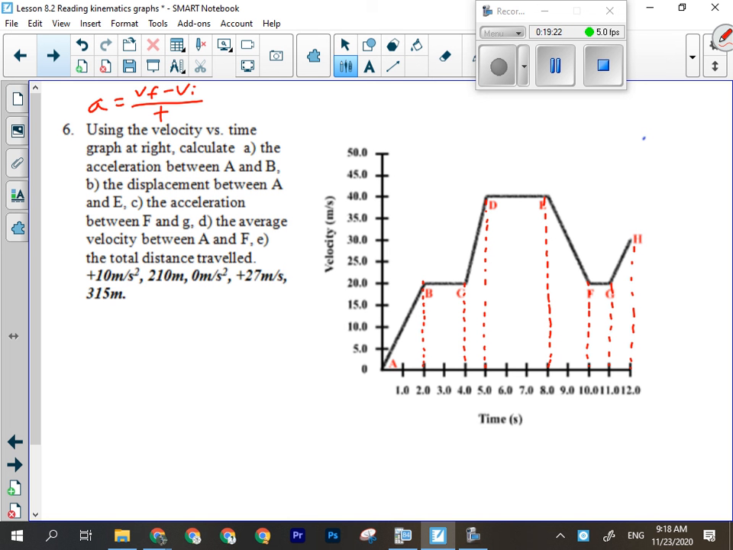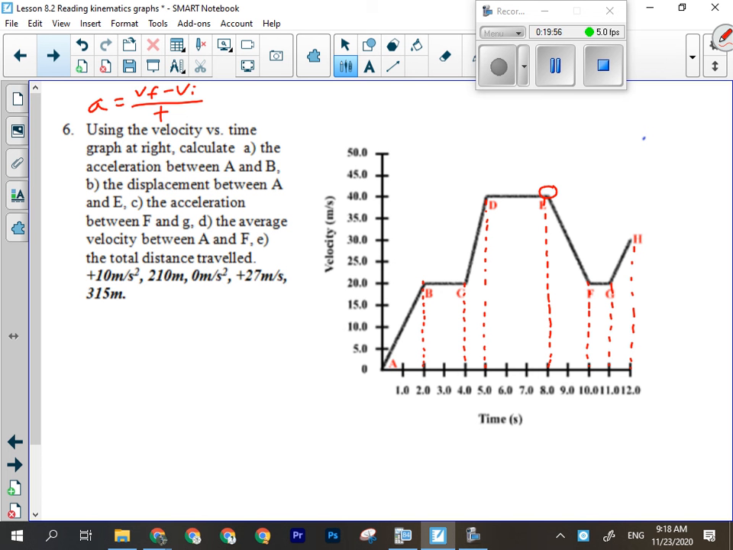And then for part B, the displacement between A and E. Starting here and going just to here. And then the acceleration between F and G. That would probably be a 1 mark question on a test. And for the last part, the total distance traveled. Some of your work for B will apply to that one. You'll only have to do a little bit more to finish it off.